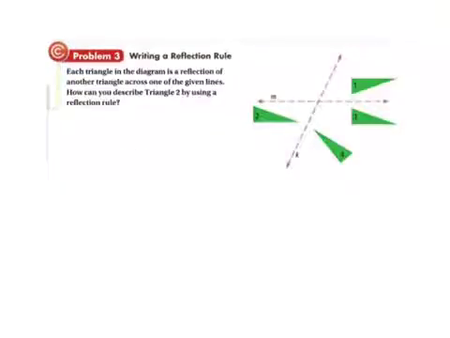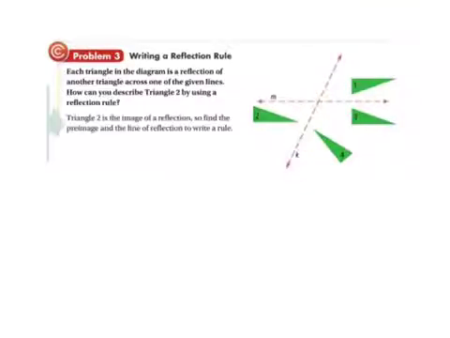So in this example, we have 4 triangles, and each of these triangles is going to be a reflection of another one. And we have 2 lines. We have line K and line M. And so our job is to figure out which 2 figures are a pre-image and image, and about which line of reflection. So the first question is asking, how can we describe triangle 2 by using the reflection rule? So here's triangle 2.